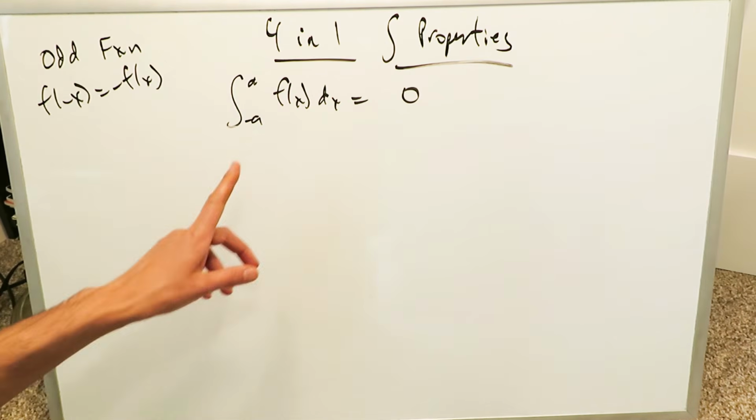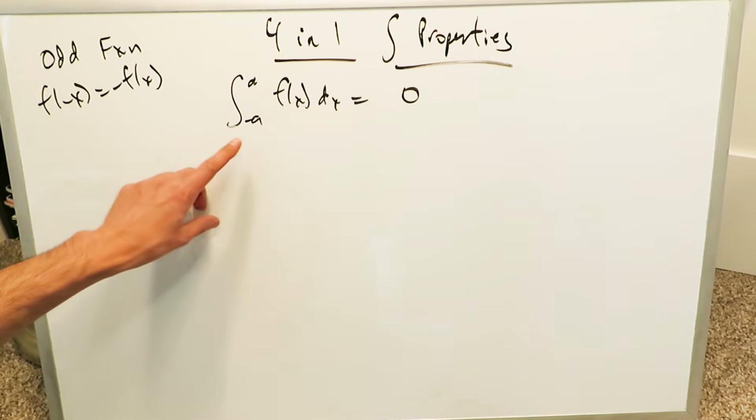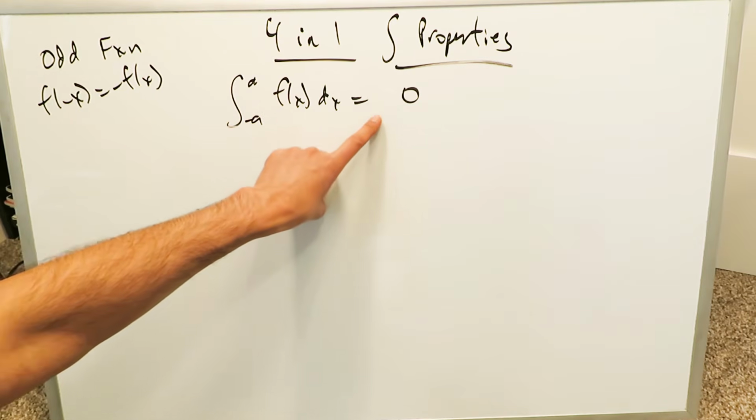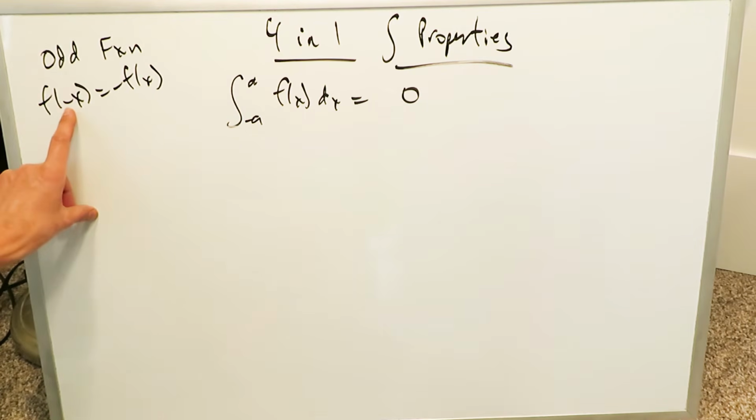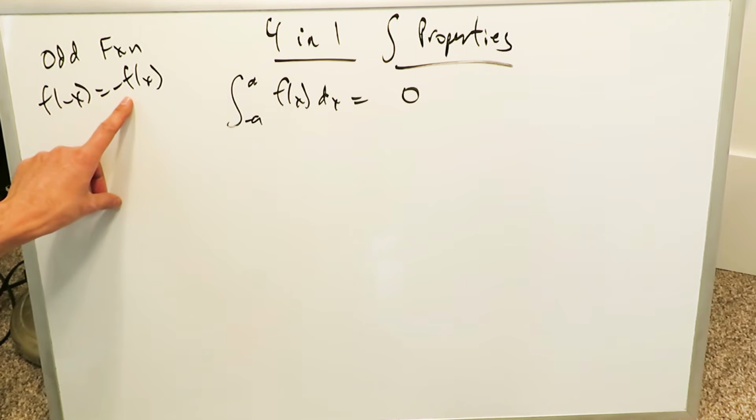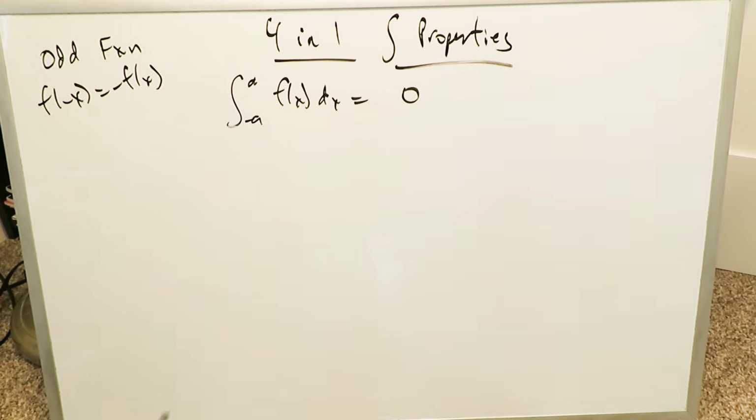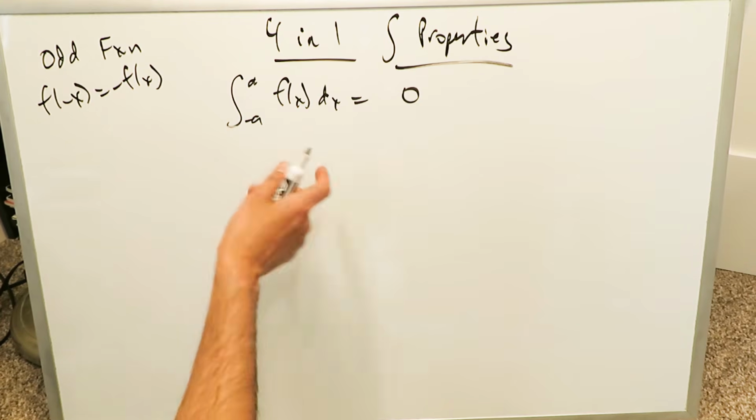Now for the last one, we're looking here at the odd function property. Again, from minus a to a, f of x dx is equal to 0. You know, for an odd function, f of minus x is equal to minus f of x. That's what you have. There are multiple ways of showing this. I'll just show you one way.